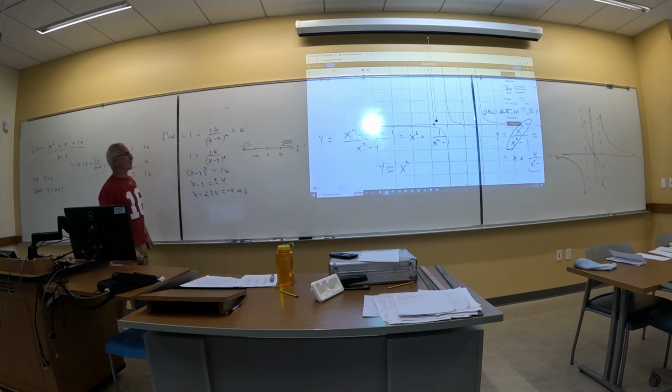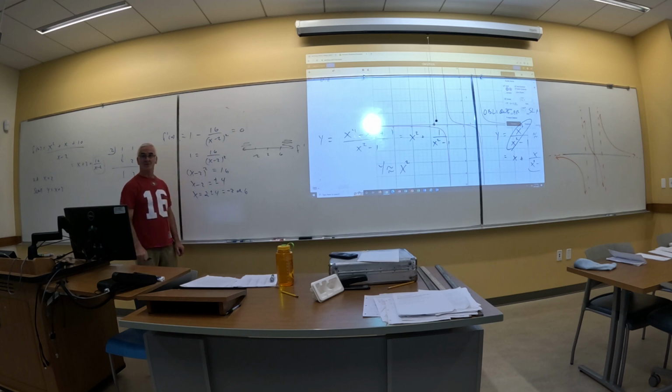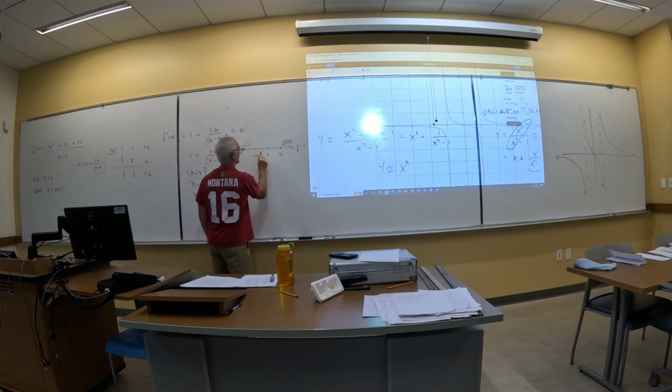Now, let's get really close to 2. If I'm really close to 2 on the negative side, like 1.8, 1.9, 1.99, this is a really, really tiny negative number, but now I'm squaring it. So it's an even tinier positive number. 1 minus 16 over tiny positive number is a huge negative number. And the same thing on the other side.